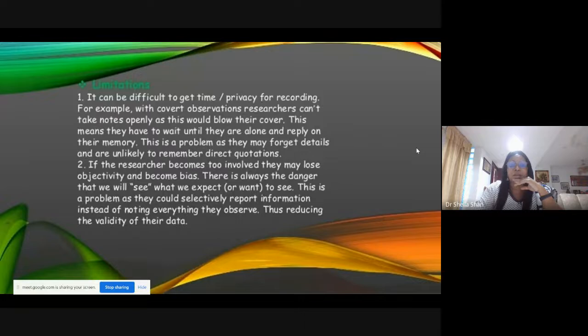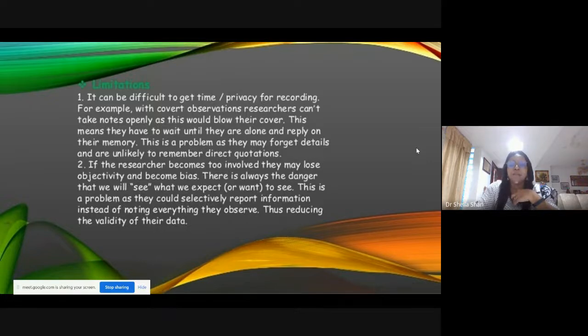Yeah. And with covert observation, the researcher can't take notes openly. That means you cannot write down, or after seeing, you cannot write down. So this means that they have to wait until they become alone. And then they have to depend on their memory. So this is a problem, small details you might forget, or you cannot remember. Even when you're talking to them, what is the conversation about, you cannot do it back again, right?